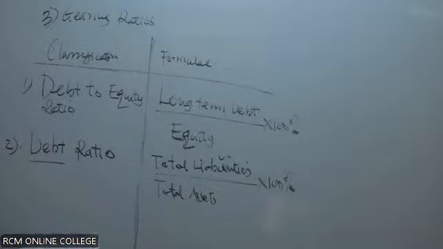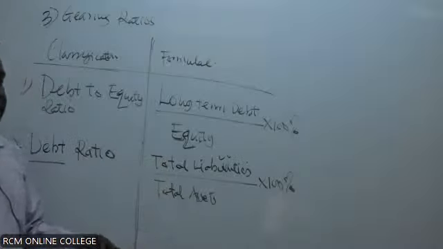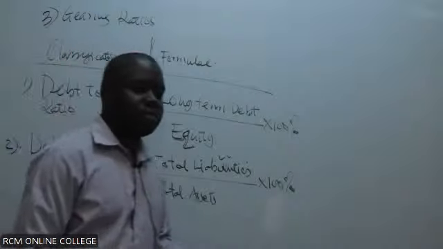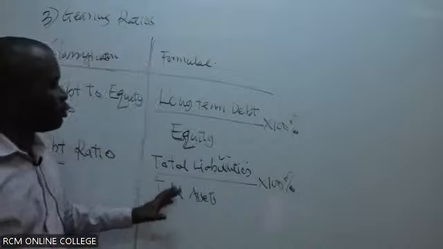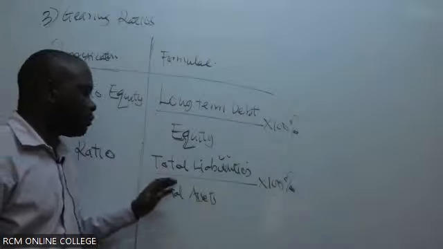So what does it indicate? It actually indicates the ability of the company's assets to cover the total liabilities. You can just write briefly something about it. Why would you end up having to compute this ratio? Maybe you're a financial analyst.